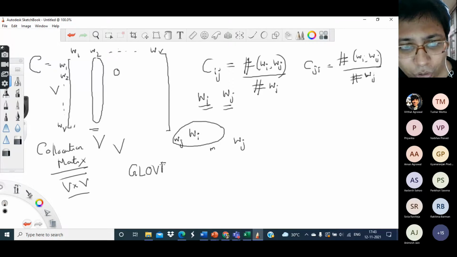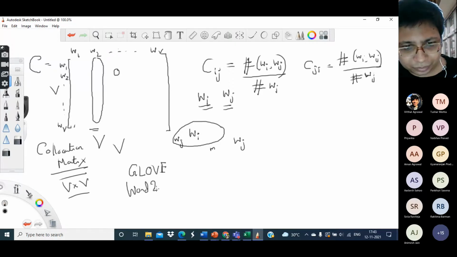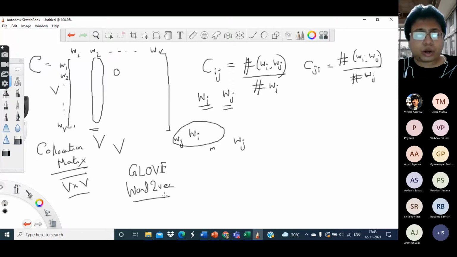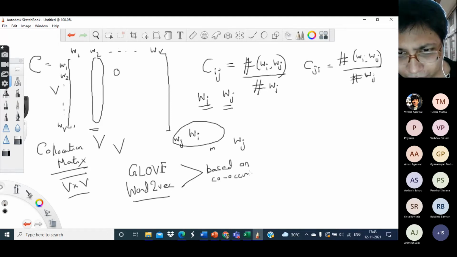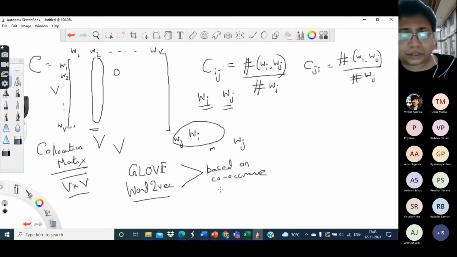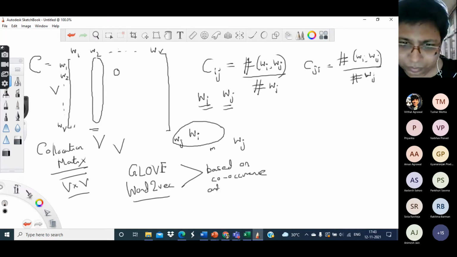Okay, so that is why we have to utilize algorithms such as GloVe or Word2Vec. These are also algorithms which are based on the concept of co-occurrence, based on co-occurrence and based on probability. Okay.